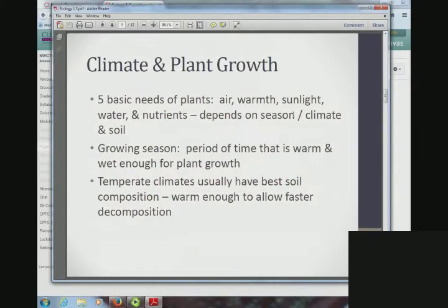Climate will affect plant growth. There's 5 basic needs of plants. They need air, warmth, sunlight, water, and nutrients. And this will depend on the season, the climate, and the soil. The growing season is the period of time that's warm and wet enough for a plant to grow, and this will vary in different parts of the world. Temperate climates usually have the best soil composition, and it's warm enough to allow for faster decomposition, which will provide more nutrients for those plants.